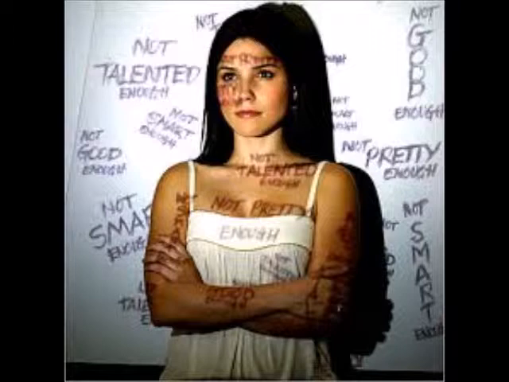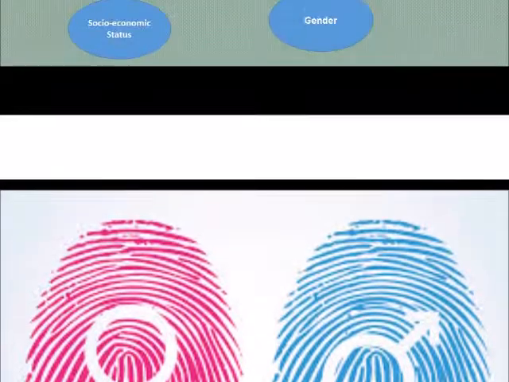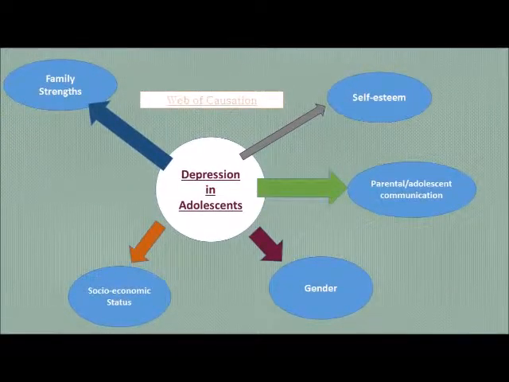Lastly, numerous research and data has shown that gender is a determinant of depression. More specifically, according to Angst, occurrence percentages of major depressive disorder across cultures were nearly twice as high in females as in males, despite fluctuating total prevalence rates. And here is my web of causation showing the 5 determinants that I chose for depression in adolescence.